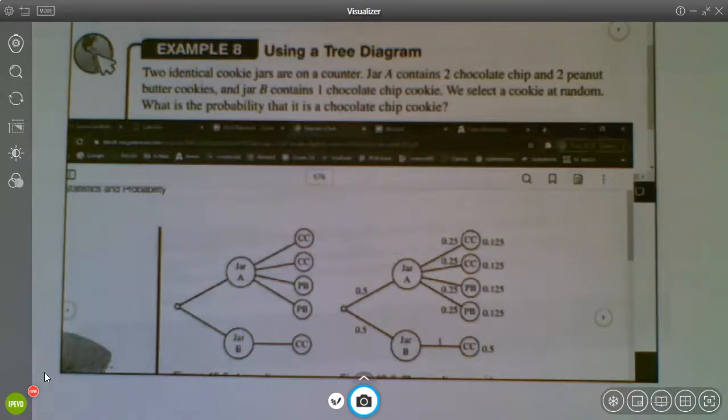So one thing you got to consider on this, and here's kind of the first trick of this problem: where are the two events? Because the way that this reads, it almost sounds like there's only one event. I'm picking a cookie, right? But because these are separated into two separate jars, the first event is which jar you are going to pick from, A or B. And so we have to first pick a jar. Which jar are we going to pick a cookie out of?